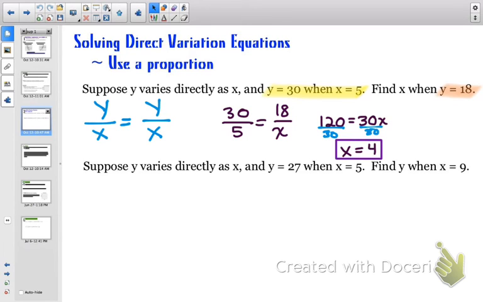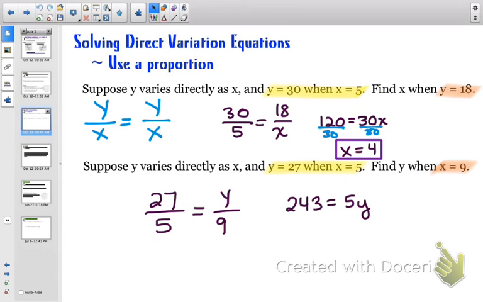We're going to do the same thing for that second example, set up the proportion. Our first piece of information, y is 27 when x is equal to 5. So we're going to write 27 over 5. This time we don't know y, but we do know x. So in our numerator on the right side, we need y, and in our denominator, our x value is now 9. Then we can cross multiply that and solve for y. We get y is equal to 48.6.